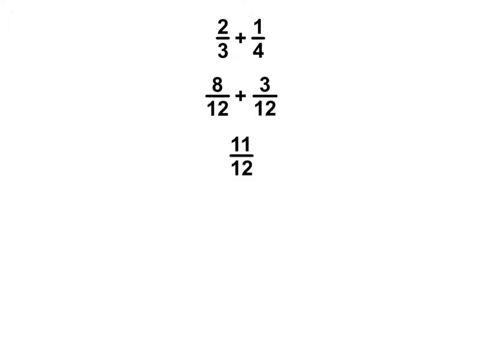Because whenever we add or subtract, we have to be adding the same things. Just like if I'm adding x's, they both have to be x's. One of them can't be an x squared or something. The same thing is true with fractions, where they have to be the same in order for us to add them together.